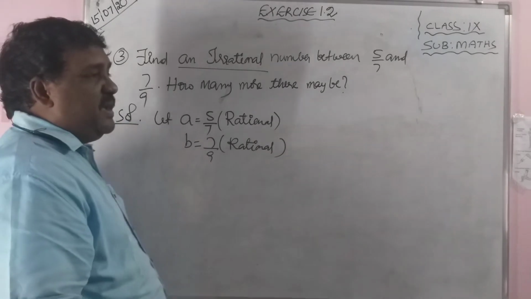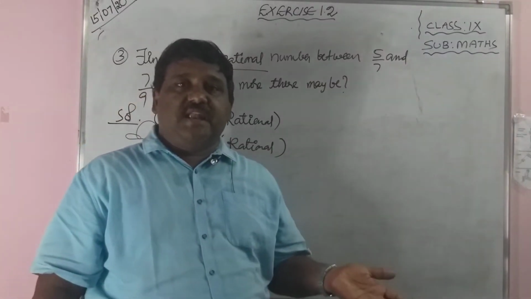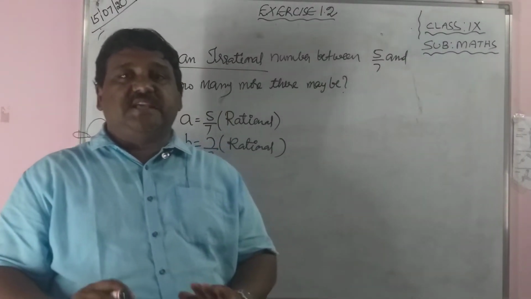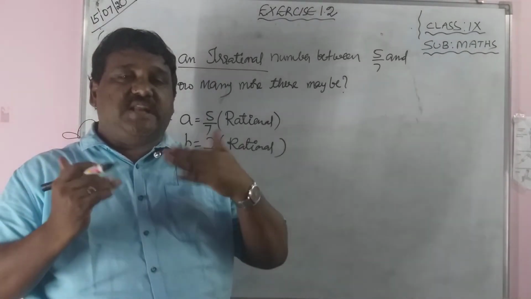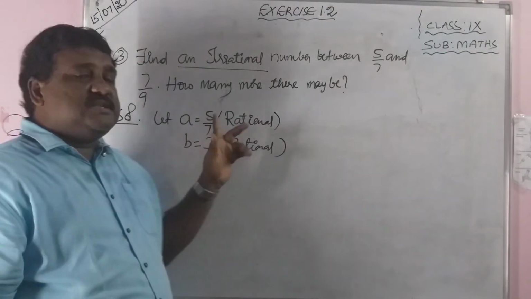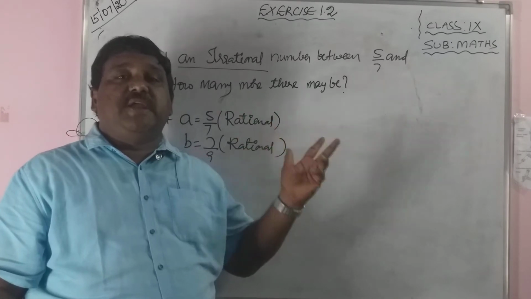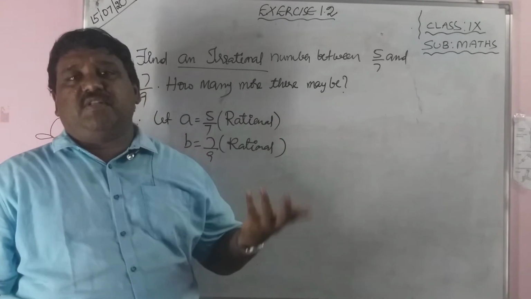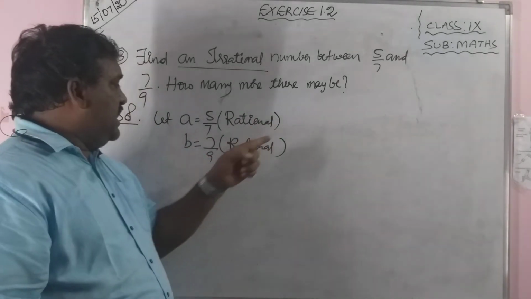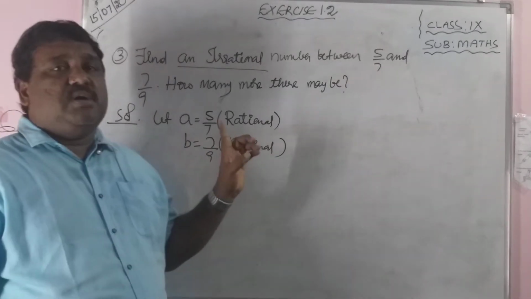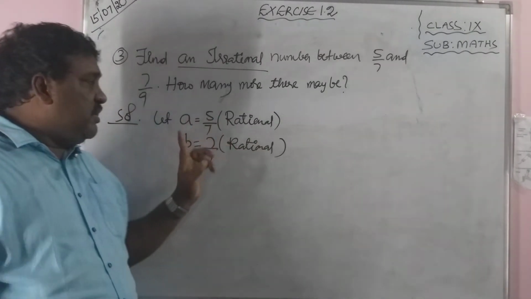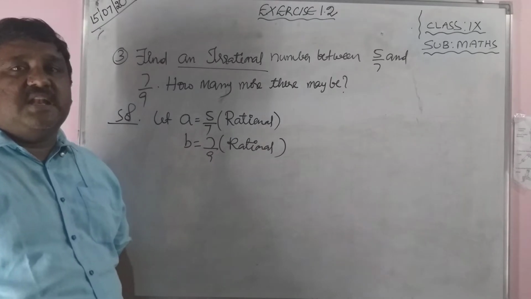The first one, 5 by 7, is a rational number. Through division it is clear, because it is a non-terminating repeating decimal. What is the b value? 7 by 9. It is a rational number.